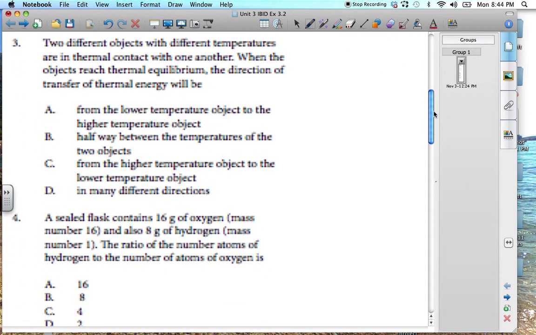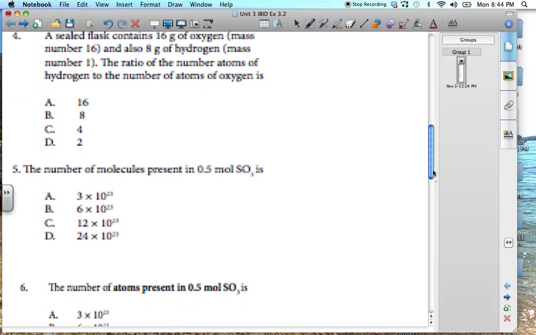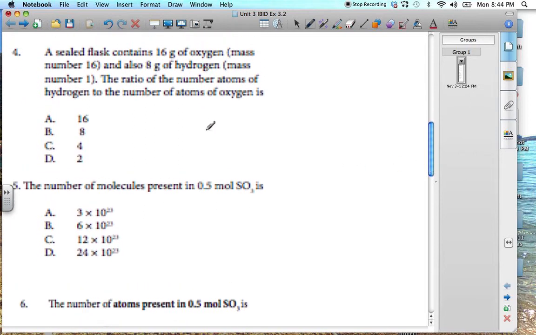So we've got question 3. There's something wrong with that question, so we'll leave that. And then going into question 4, we have a sealed flask that contains 16 grams of oxygen, and it's got a mass number. Now this mass number of 16 is actually telling you the molar mass of oxygen. So the molar mass of oxygen, O, would be 16 grams per mole.